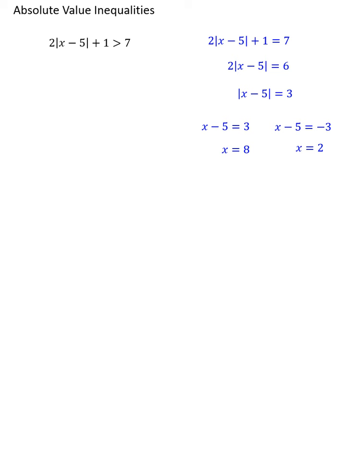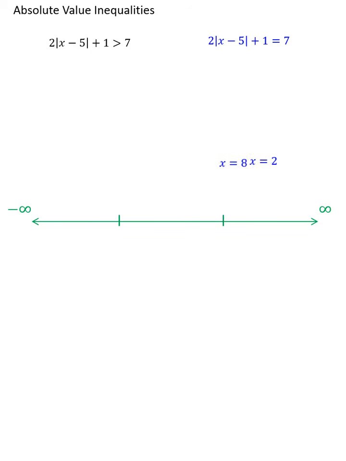But remember, we're not solving an equation here, we're solving the inequality on the left. So what do 8 and 2 tell us? Well, they tell us that the numbers 2 and 8 are the dividing lines between the true and false regions of the number line in relation to the original inequality on the left. So what that allows us to do is to solve the inequality on the left using the equation solutions on the right. Here's how you go about that.